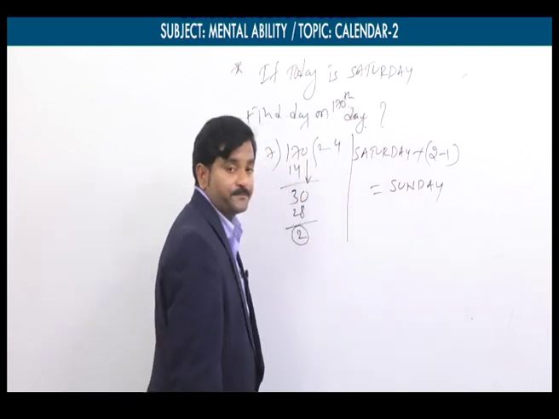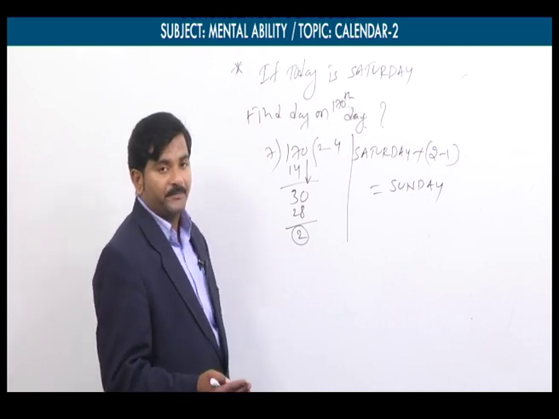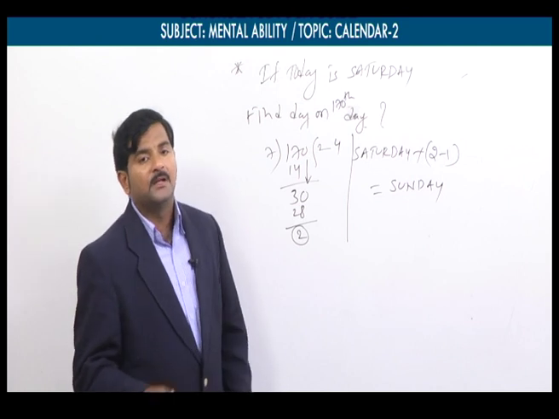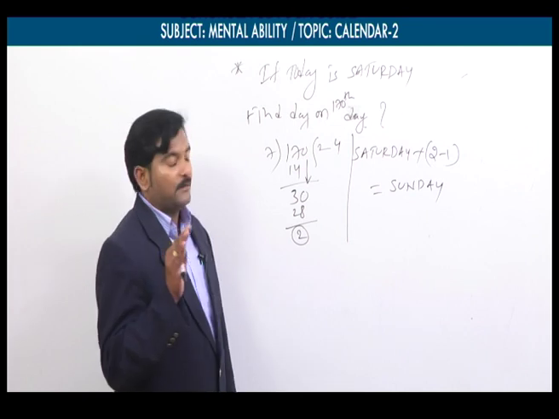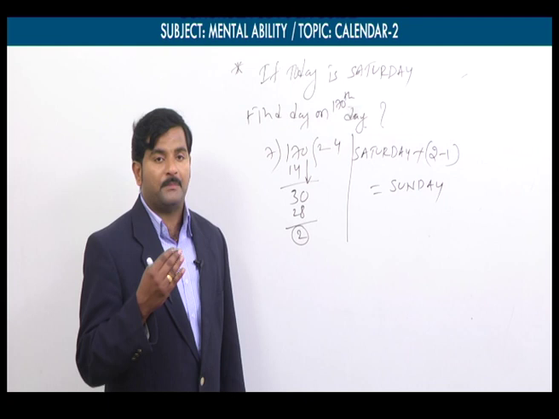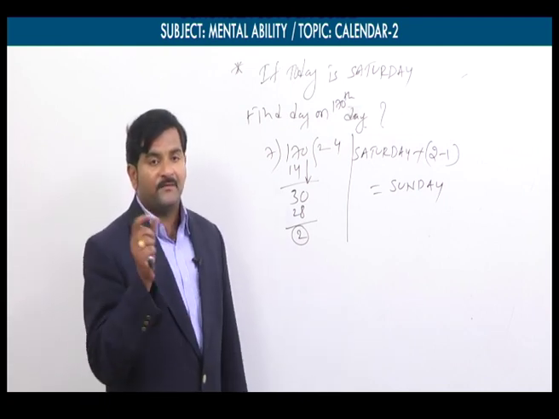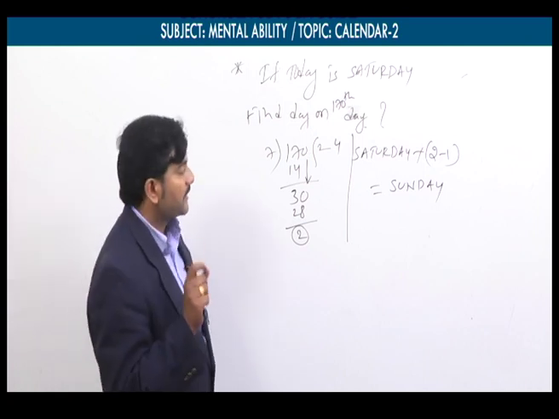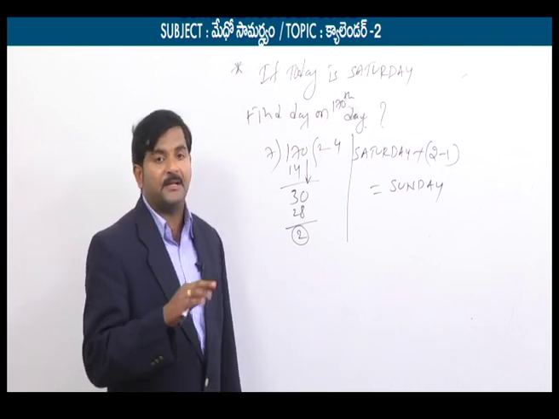Sunday you will get. I hope you understood this procedure. After means whether it is after, ago or on the day, whatever the model, simply blindly we need to add. First of all we need to find out the number of odd days or number of extra days. After getting the number of extra days, if we mentioned after, we need to add the remainder directly, or if you mentioned ago, we need to subtract the remainder directly.